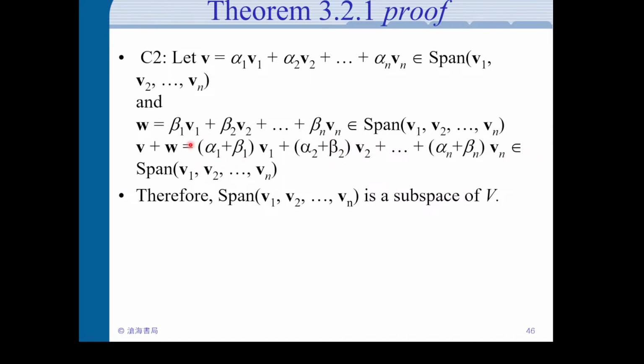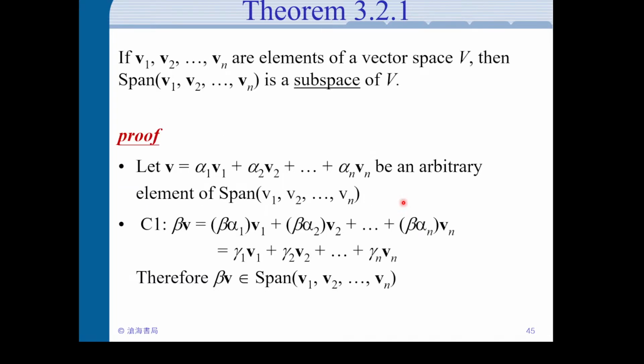And once again, scalars are closed under addition, so any scalar alpha plus any scalar beta is still a scalar. And so we see that this still satisfies the definition of a span, and so addition is still inside the span. So span is closed under both C2 and C1, and it's a subspace of V. It's quite straightforward. Okay, and so this is a proof that every span of any set of vectors is a vector space.